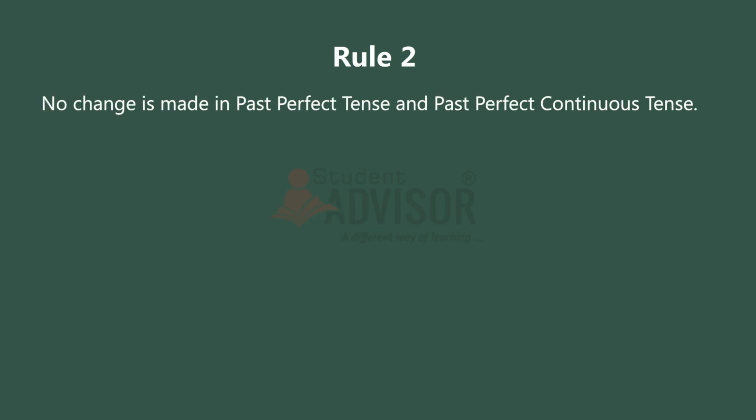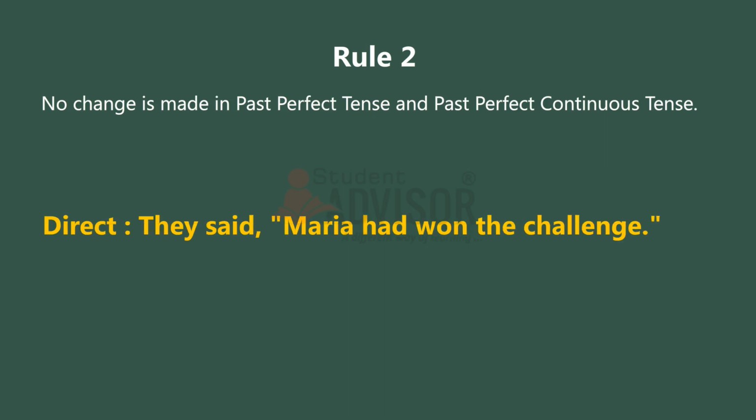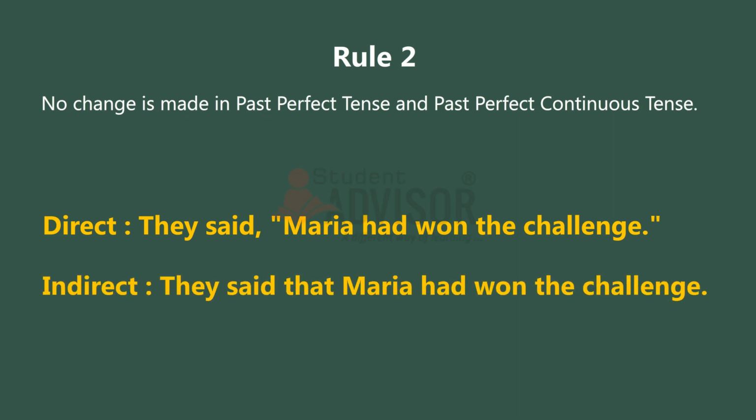No change is made in past perfect tense and past perfect continuous tense, like, direct. They said, Maria had won the challenge. Indirect. They said that Maria had won the challenge.